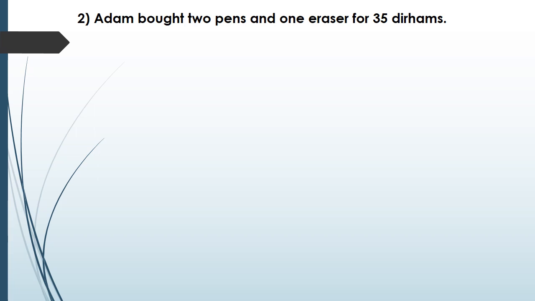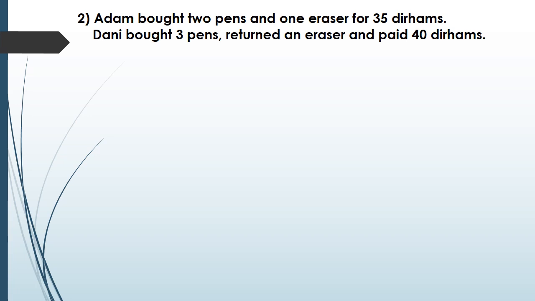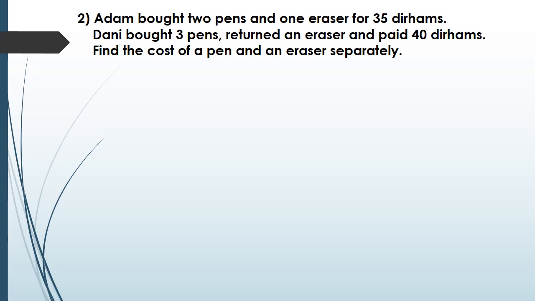Let us start with the second word problem. Adam bought 2 pens and 1 eraser for 35 dirhams. Danny bought 3 pens, returned an eraser, and paid 40 dirhams. Find the cost of a pen and an eraser separately. I have here again two missing pieces of information. The first one is the cost of a pen. The second one is the cost of an eraser.